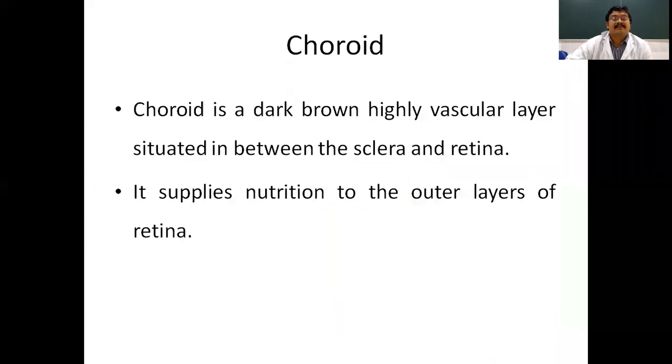The next layer is the choroid, the continuation of the vascular layer. The choroid is a dark brown, highly vascular layer situated between the sclera and the retina. It supplies nutrition to the outer layers of the retina, the retinal pigment epithelium.